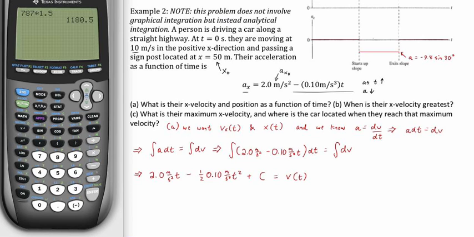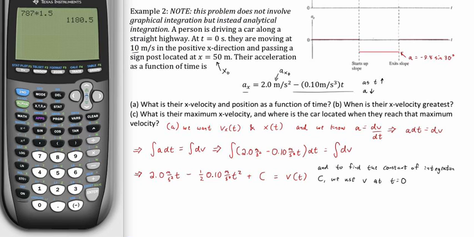So the next step is to plug in our initial information to solve for c. Okay, so I'm just going to write here, to find the constant of integration, c, we use v at t equals 0. Okay, so we'll plug that in because we know that at t equals 0, v is 10 meters per second. Okay? Okay, so let's plug that information in.